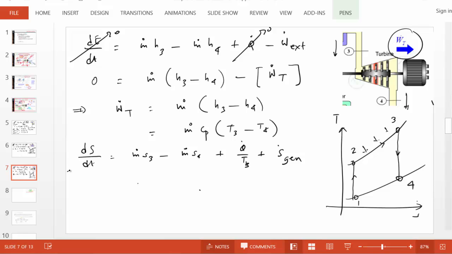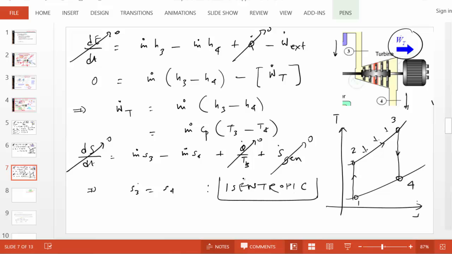For this particular system, steady state, no heat transfer, and if it's an ideal turbine, no friction. So therefore, you can see S3 equals S4, which is called an isentropic condition, isentropic turbine. Just like the compressor is isentropic, the turbine is isentropic. And what are the conditions for a turbine being isentropic? It's at steady state, no heat transfer, and no friction.